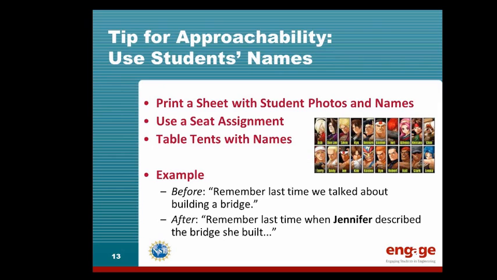you can print out a photo roster. Most course management systems actually have this capability. Even if you didn't have that, just being able to signal some of the student names. Remember when Jennifer talked about the bridge that she built in class, students literally tune in to the use of their own name, like you're playing their favorite song. So I think there's a sense that the students are people and that you're using their names.